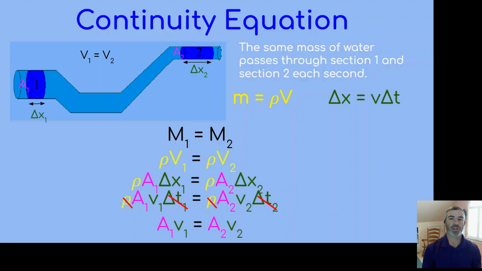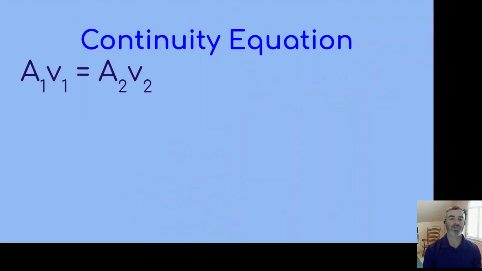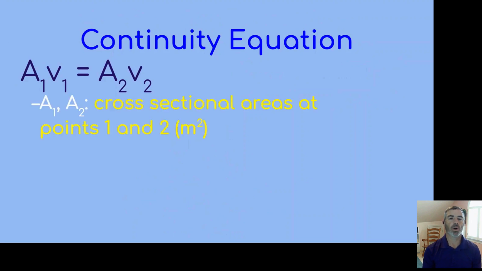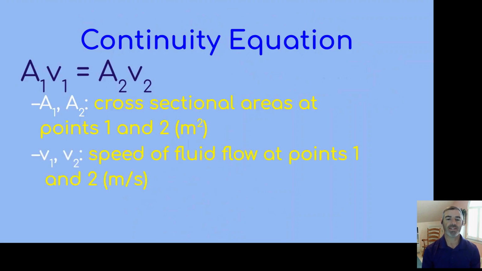So let's look into the continuity equation a little bit more. A1 V1 equals A2 V2. A1 and A2 are just the cross-sectional areas at any location in the pipe, and that's measured in meters squared. And V1, V2, those are the speeds of the fluid at points 1 and 2, and that's measured in meters per second. So the continuity equation can help us find the speeds of a fluid at various points in the pipe, but A times V is also equal to the flow rate. So if we know the flow rate, we can find the speed as long as we know the cross-sectional area of the pipe. So this is going to lead us to Bernoulli's equation.